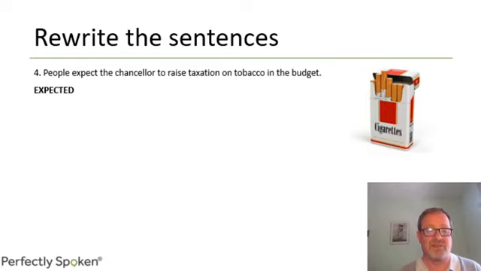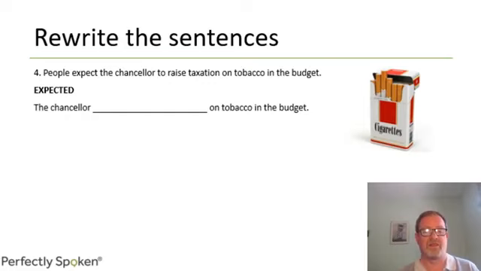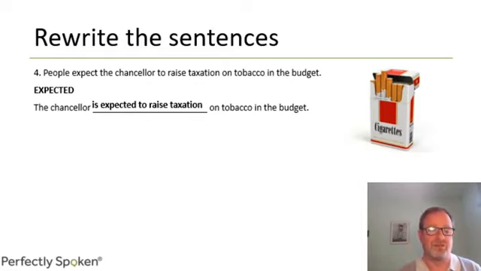We've got the verb expect in the form expected. So remember, if we start with the subject, then we have passive reporting verb, then infinitive. The Chancellor is expected, passive verb, to raise infinitive taxation on tobacco in the budget. The budget is basically the statement of what money the government will spend on different policies and how much they're going to put into the National Health Service in the UK and so on, taxes, etc.